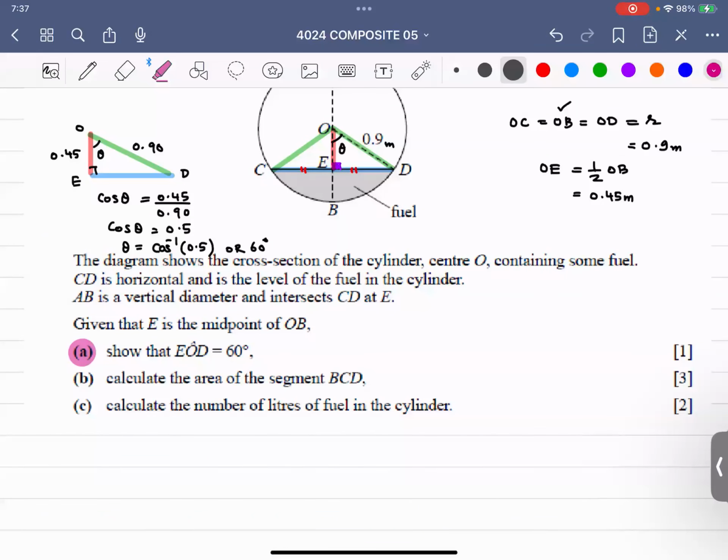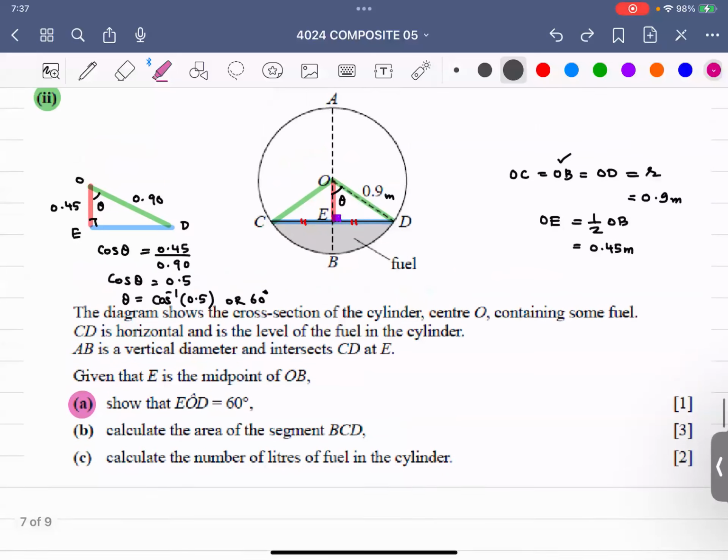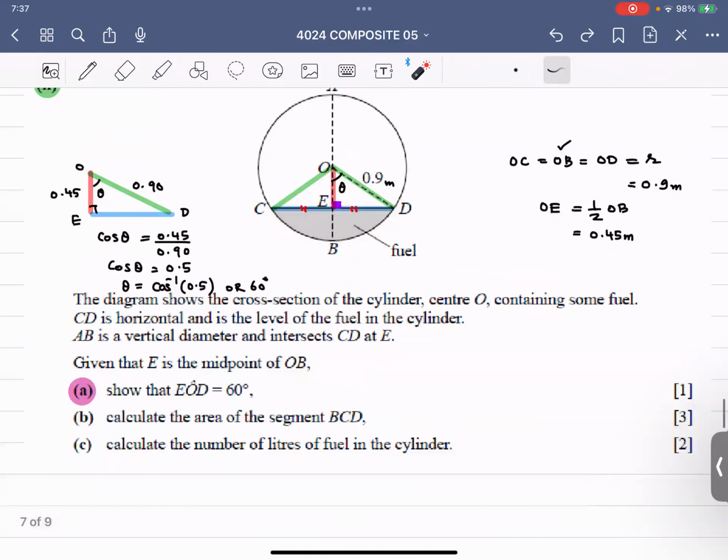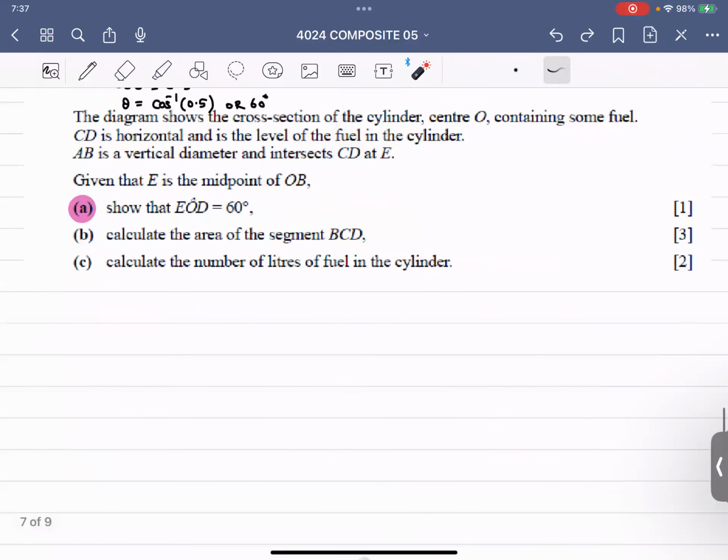Show that this thing is this much. Calculate the area of the segment BCD. Now we are interested in finding this area. What we can do is find the area of the complete sector, subtract from it the area of the triangle, and we will get this area. So now let me focus on this part. That is part B.